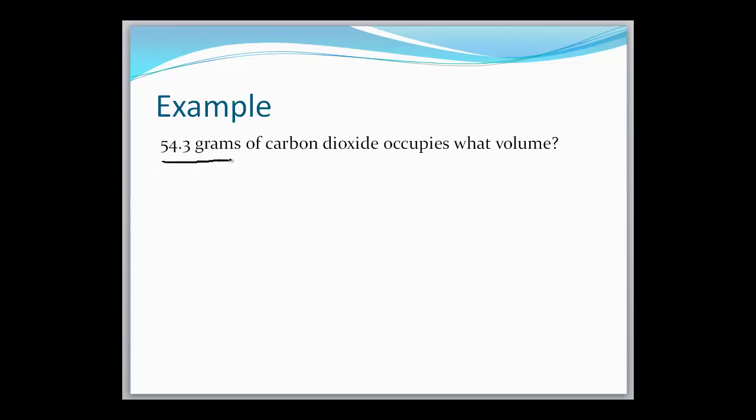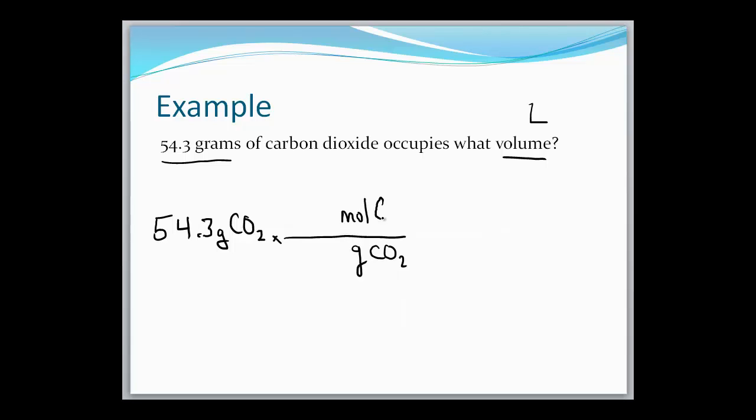Let's take a look at another example. Let's say we're starting with 54.3 grams of carbon dioxide, and we want to know what volume that has. Now remember, volume has a unit of liters, so let's start with the given, 54.3 grams carbon dioxide. Let's do our first conversion. Since we're starting with grams, that has to go in the numerator. Now remember, we can go from grams to moles of carbon dioxide using the molar mass. 12 plus 2 times 16 is 44 grams. Our grams cancel. Now we have moles of carbon dioxide.